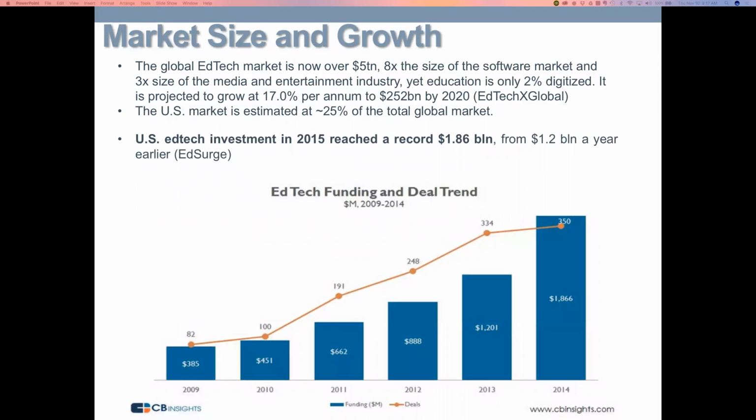So let's get started. What is the US EdTech market size? On this graph, we see that the EdTech market is growing, and the global education market is currently $5 trillion, which is 8 times larger than the size of the software market, and 3 times larger than the media and entertainment industry. And yet the education market is only 2% digitized, and it is projected to grow at 17% annually to $252 billion by 2020. And the US education technology market is estimated at 25%.